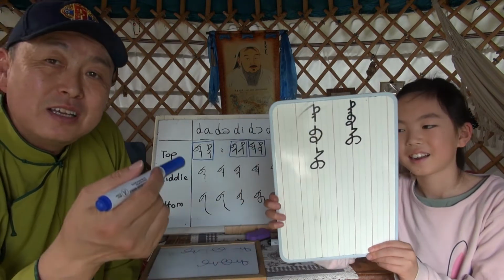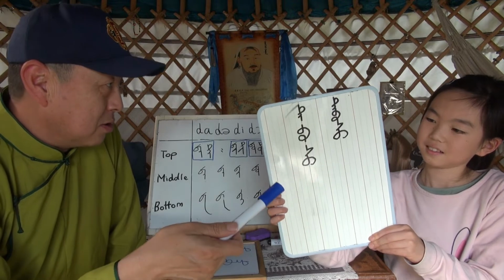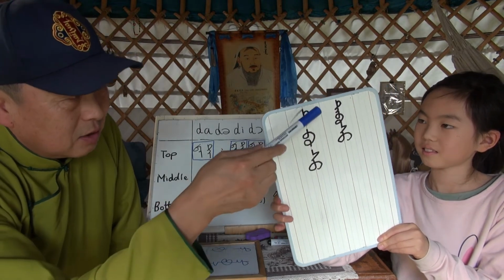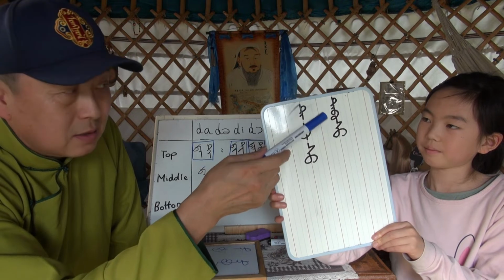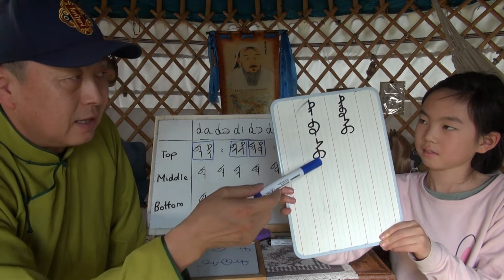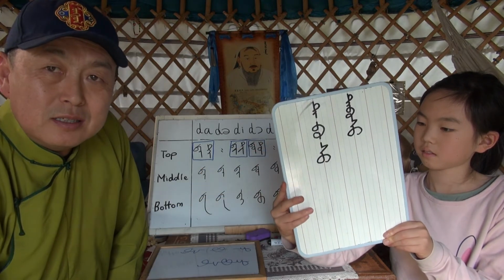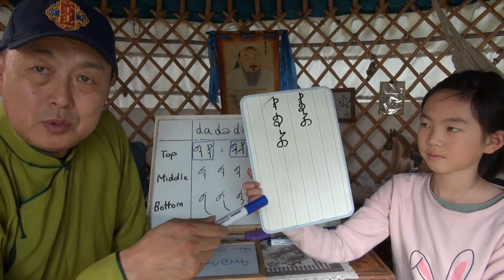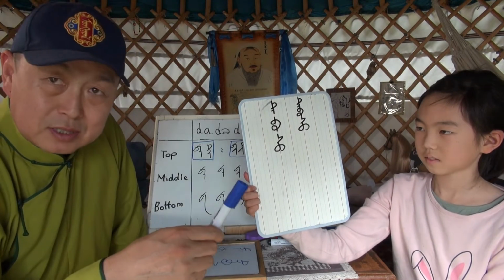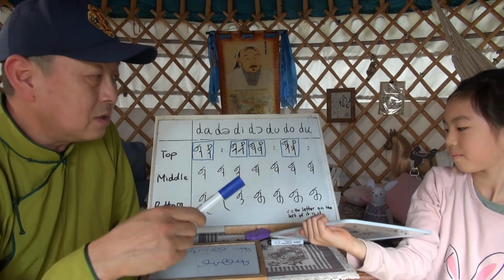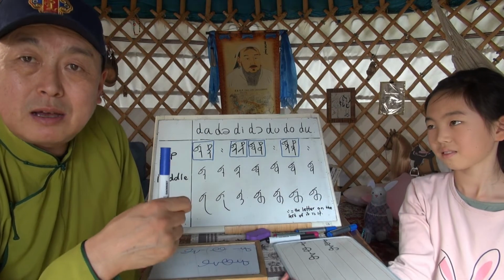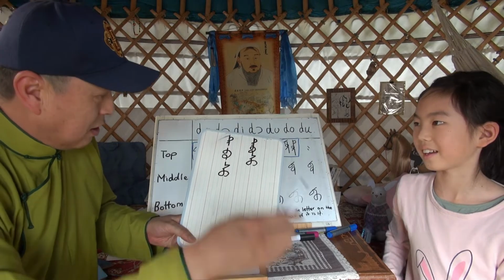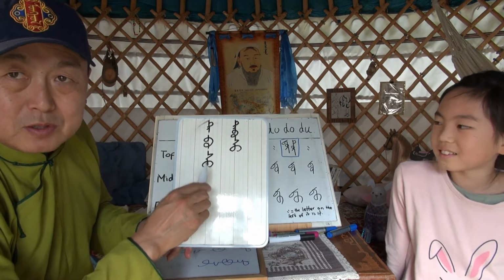When we learn this traditional Mongolian, it's very important to learn each letter, the original form: da, bo, so. And then another way is the spoken language, Davos. We write da, bo, so, and then we say Davos. But please don't only remember Davos. If you only remember Davos, when you write this one, you're going to make a mistake.